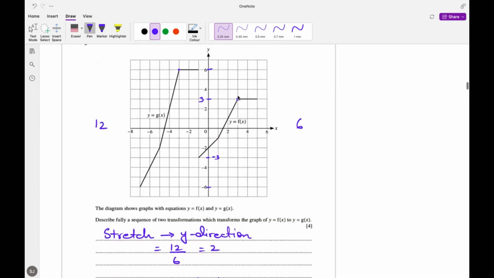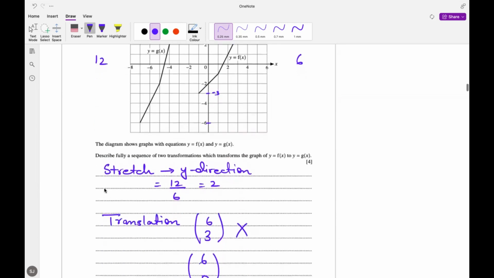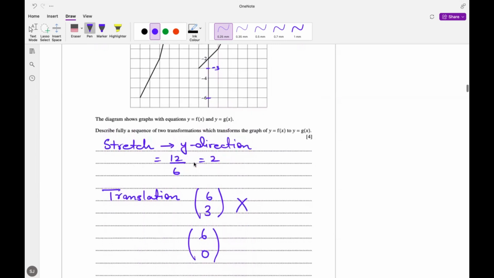So if we had just translated this f of x by -6 and 0 in the x direction and then stretched it with a scale factor of 2 in the y direction, it would have been the same graph, which is g of x. So we can write this answer: stretch in the y direction of scale factor 2 and then a translation of -6 and 0. In either order, it would have been correct.